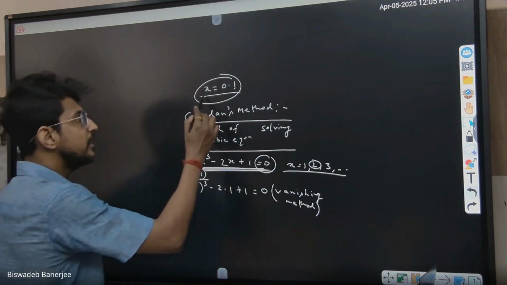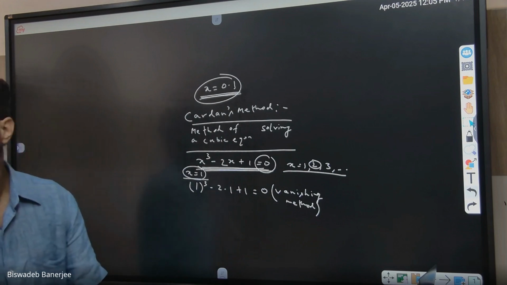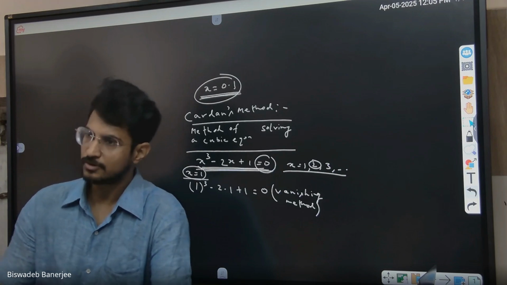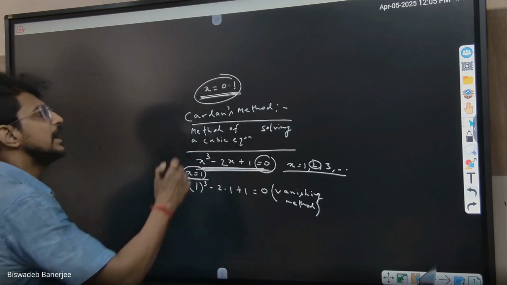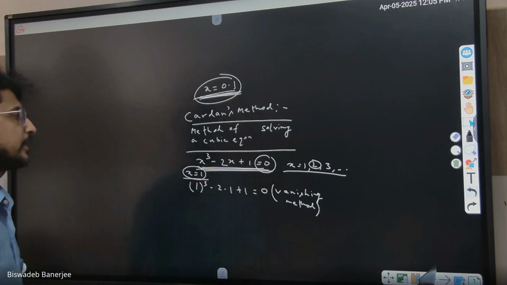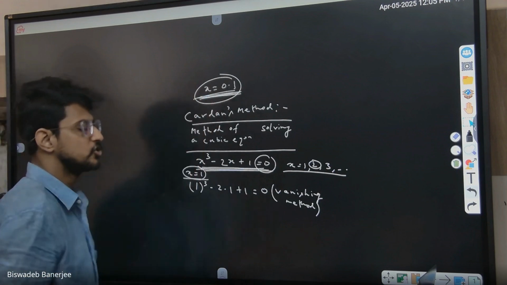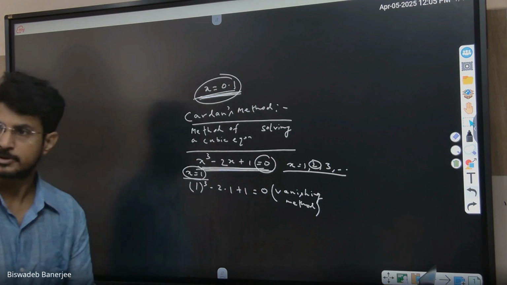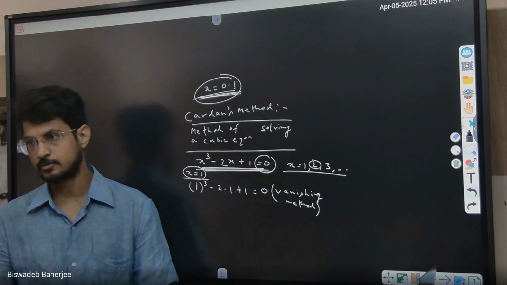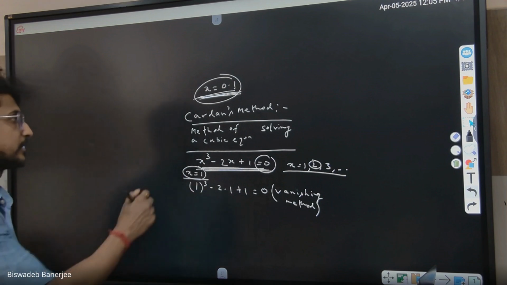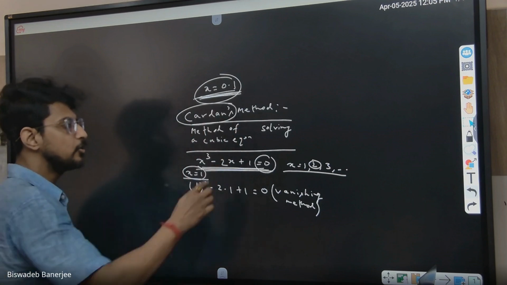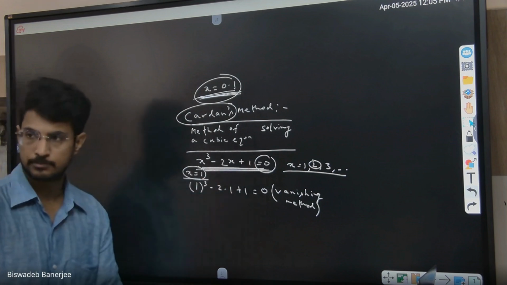So how can we find this x equal to 0.1? Can we find x equal to 0.1? Answer is no. It is very difficult to find at what point our equation will be 0. It is very difficult to find for which value this equation will become 0. Okay, this is our major purpose of Cardan's method.